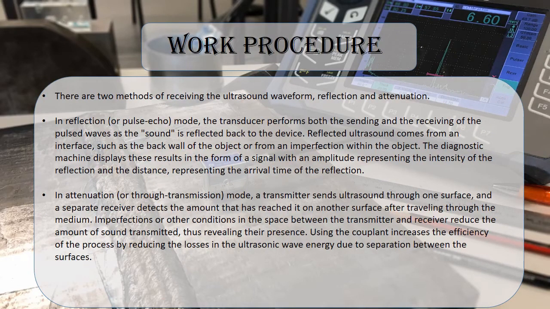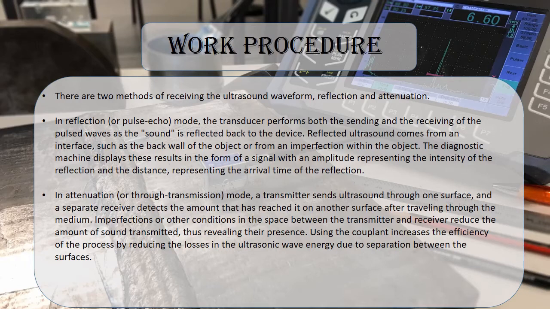Work procedure. There are two methods of receiving the ultrasound waveform: reflection and attenuation. In reflection or pulse echo mode, the transducer performs both the sending and receiving of the pulsed wave as the sound is reflected back to the device. Reflected ultrasound comes from an interface such as the back wall of the object or from an imperfection within the object. The diagnostic machine displays the result in the form of a signal with an amplitude representing the intensity of the reflection and the distance representing the arrival time of the reflection.